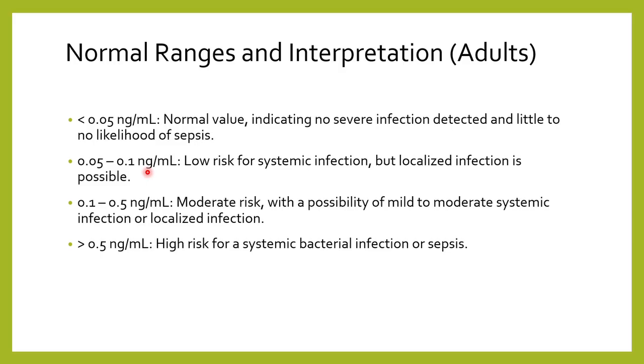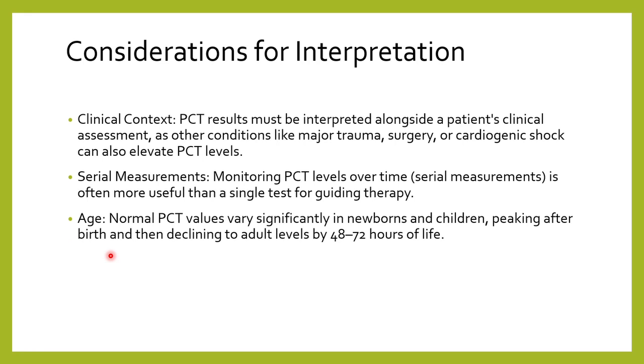But yes, there can be a localized infection, because the value has increased from the normal level. If it is from 0.1 to 0.5, there is a moderate risk. The patient can have a moderate systemic infection. And if the value comes to more than 0.5 nanogram per ml, yes, there is a high risk of systemic bacterial infection or sepsis. But remember, you have to interpret this result in clinical context.